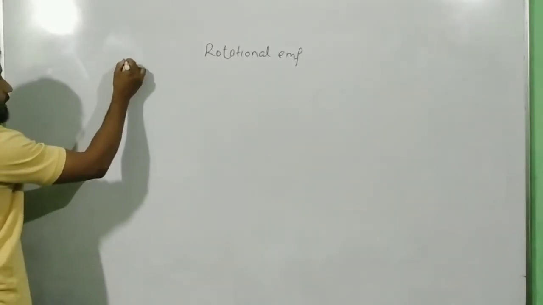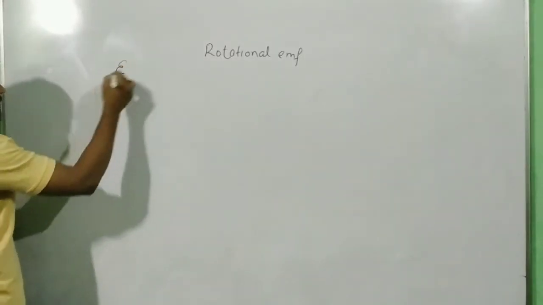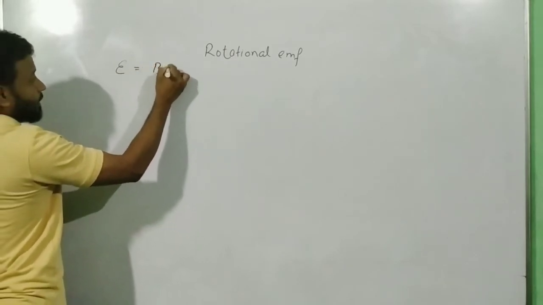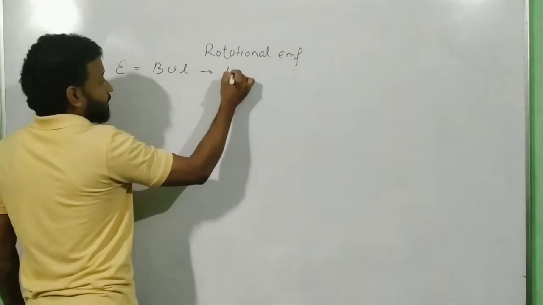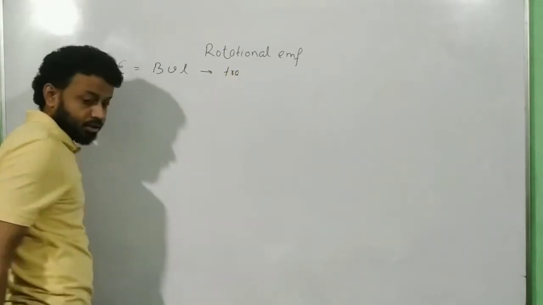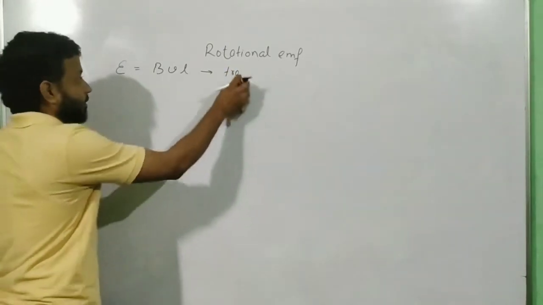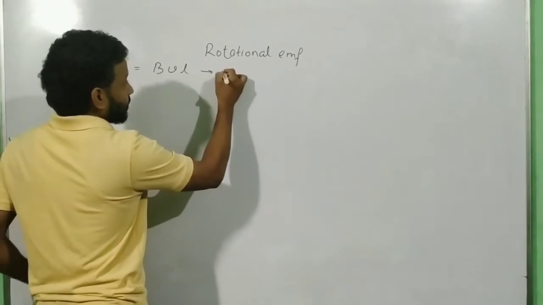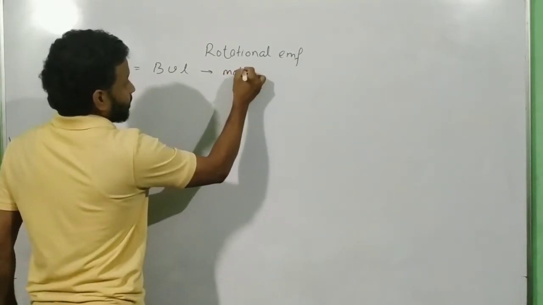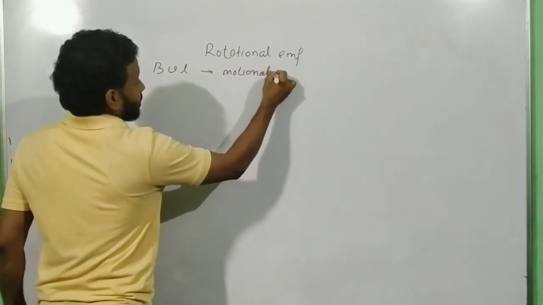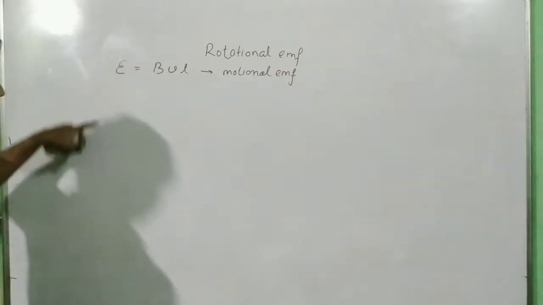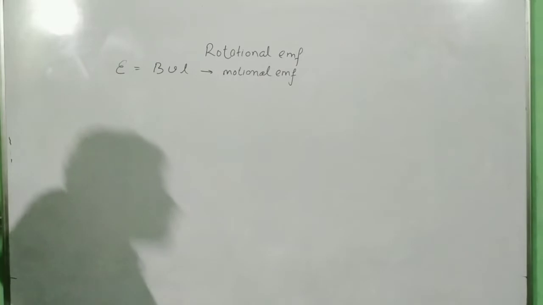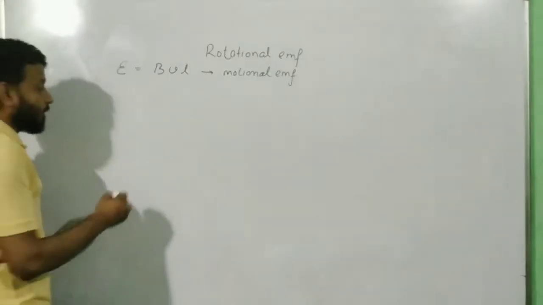For that, we will just start with the value of EMF. EMF is equal to BVL. Now this is the formula for what? This is the formula for translational EMF or motional EMF. With the help of this, we are going to derive the formula for rotational EMF.